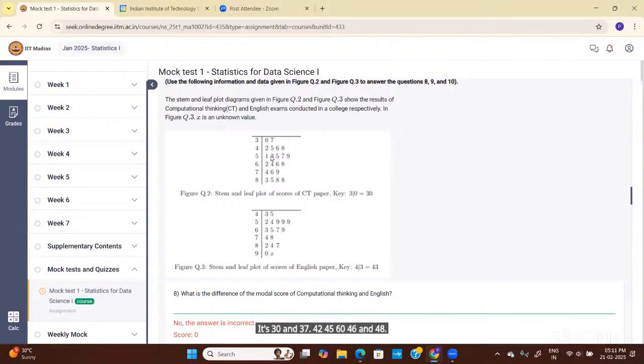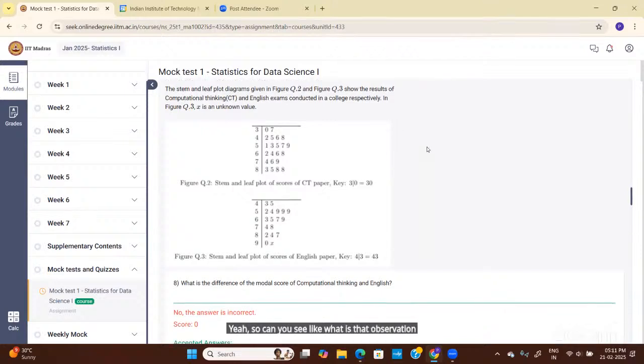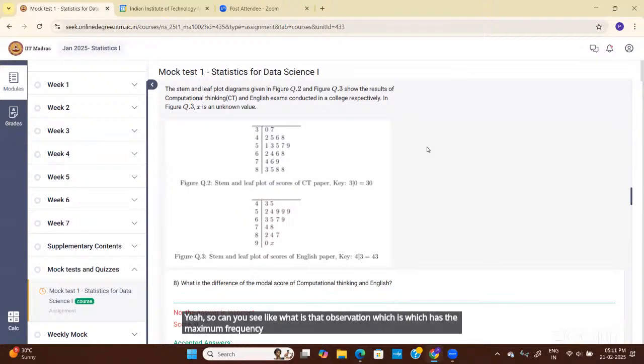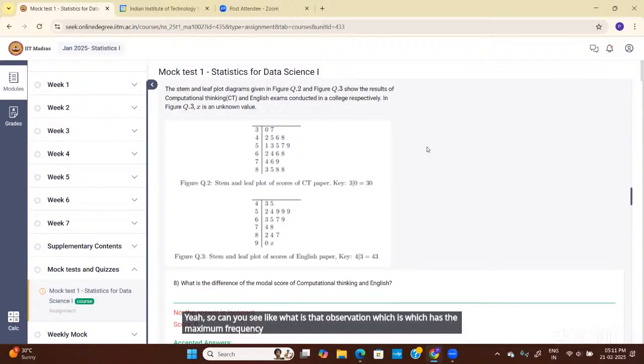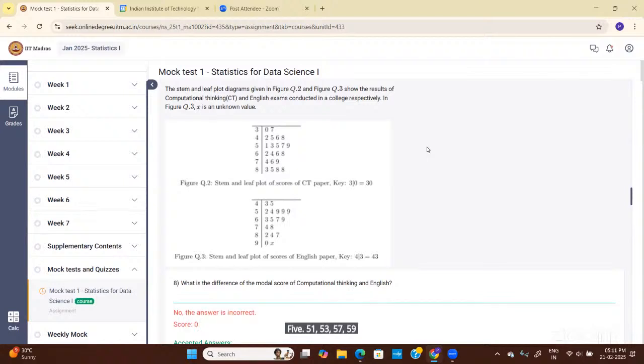Can you see which observation has the maximum frequency? Ma'am, 5, 51, 53, 57, 59, and 50. No, 5 is not an observation. 51, 53, 55 are the different observations. Okay. Now you can see that at the last, 88 we are getting 2 times. Yeah, ma'am. So 88 will be the mode.